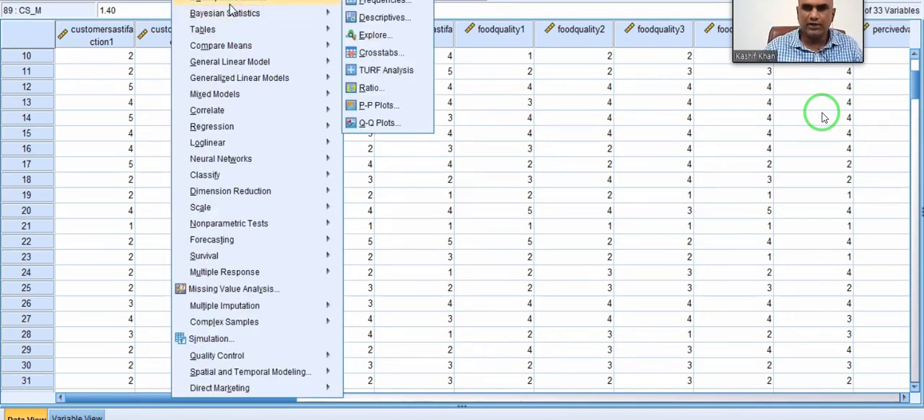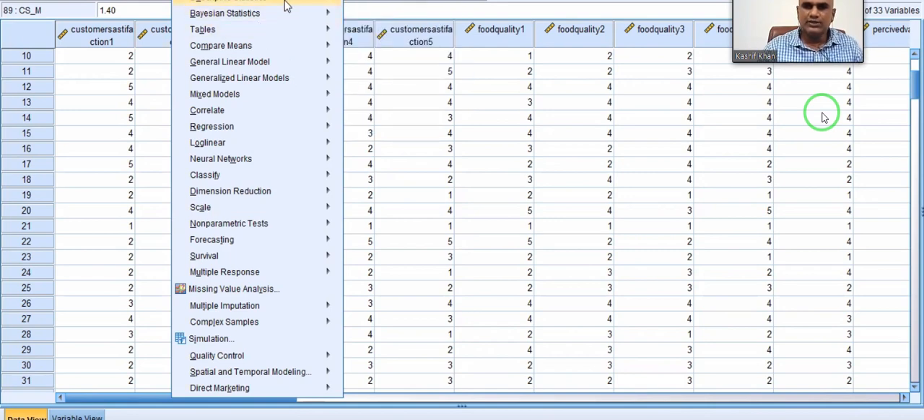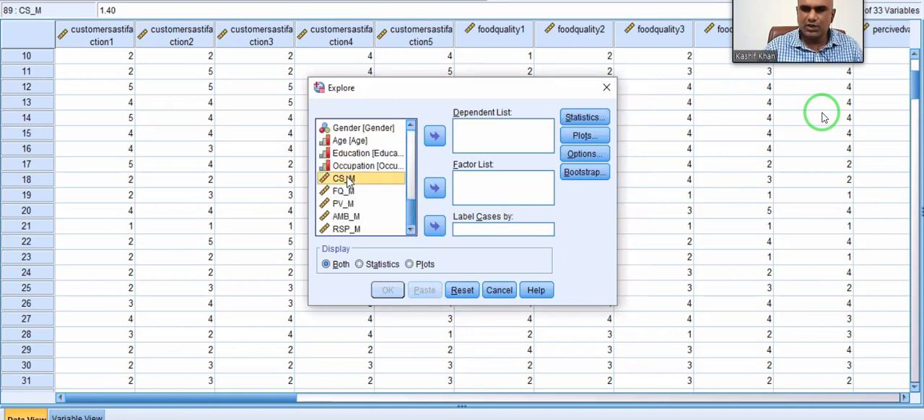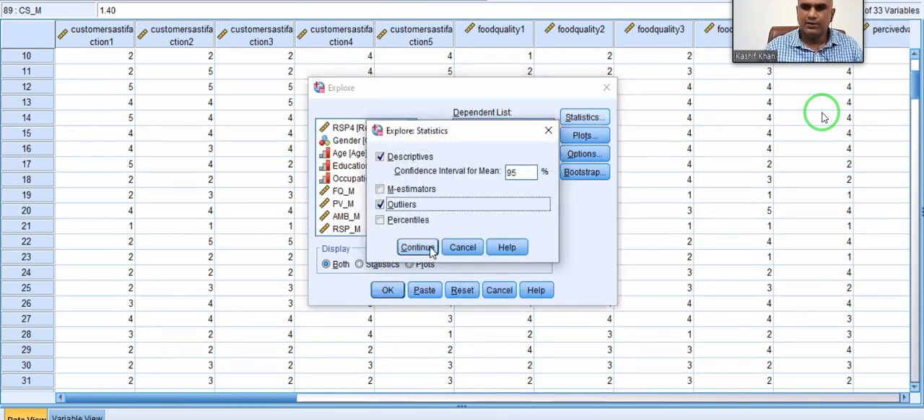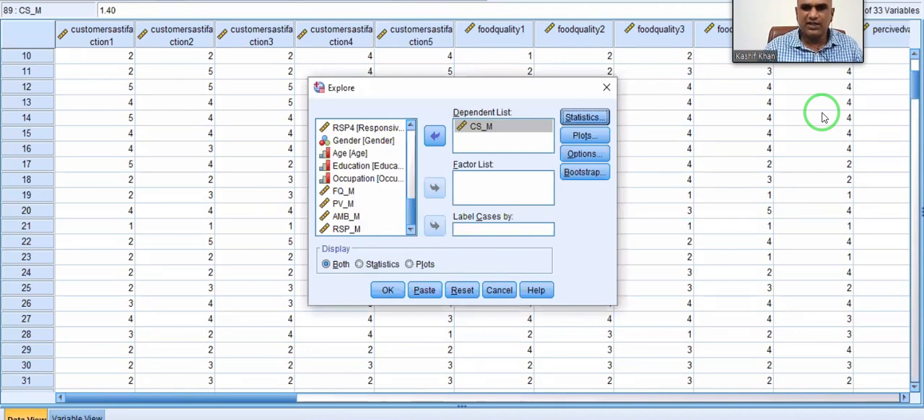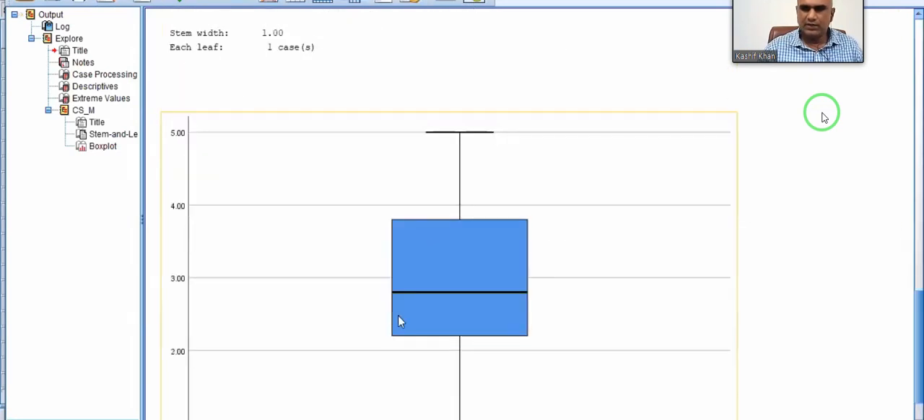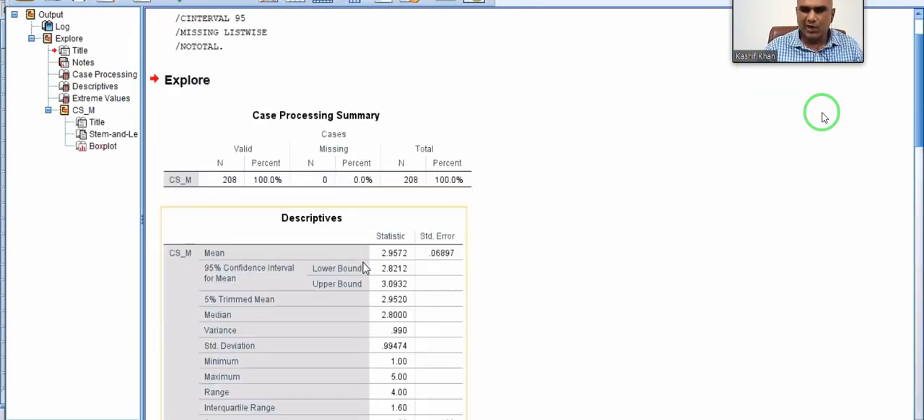Let me show you how we can do a simple one. Let's go to descriptive and explore, and let's reset it. So if I want to check outliers, let's see outliers right here. Continue. So I went to analyze, descriptive, and explore, and now I'm doing it just for customer satisfaction. Now look. This is the box plot, right? It shows me there are no outliers.